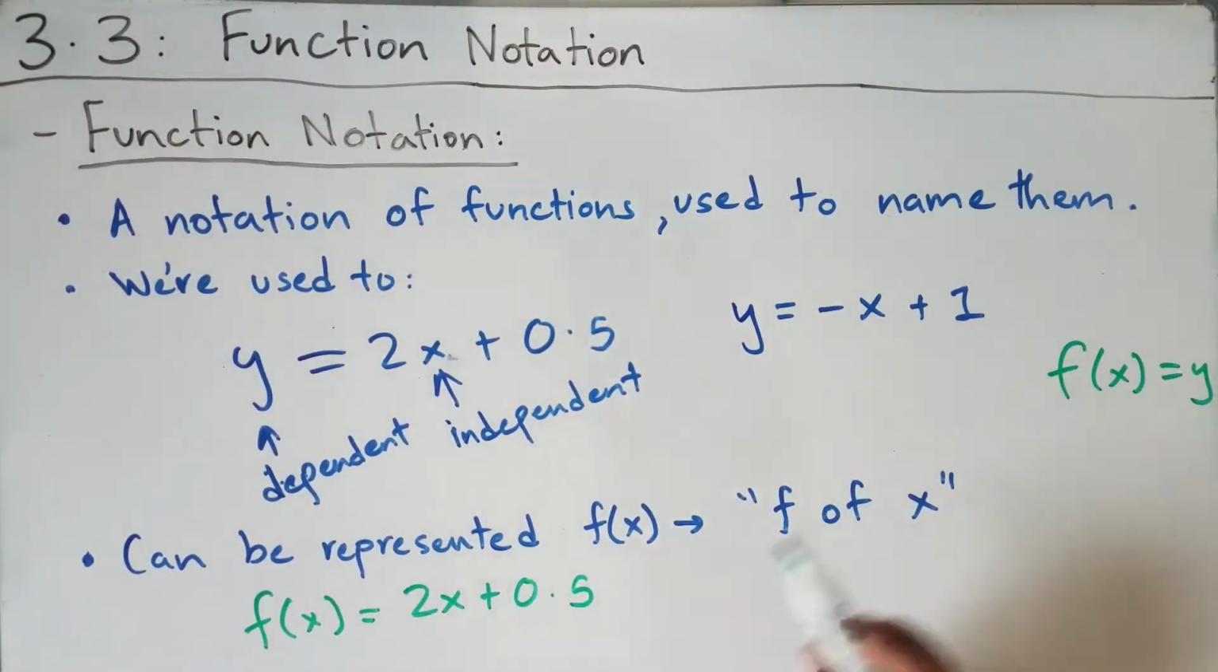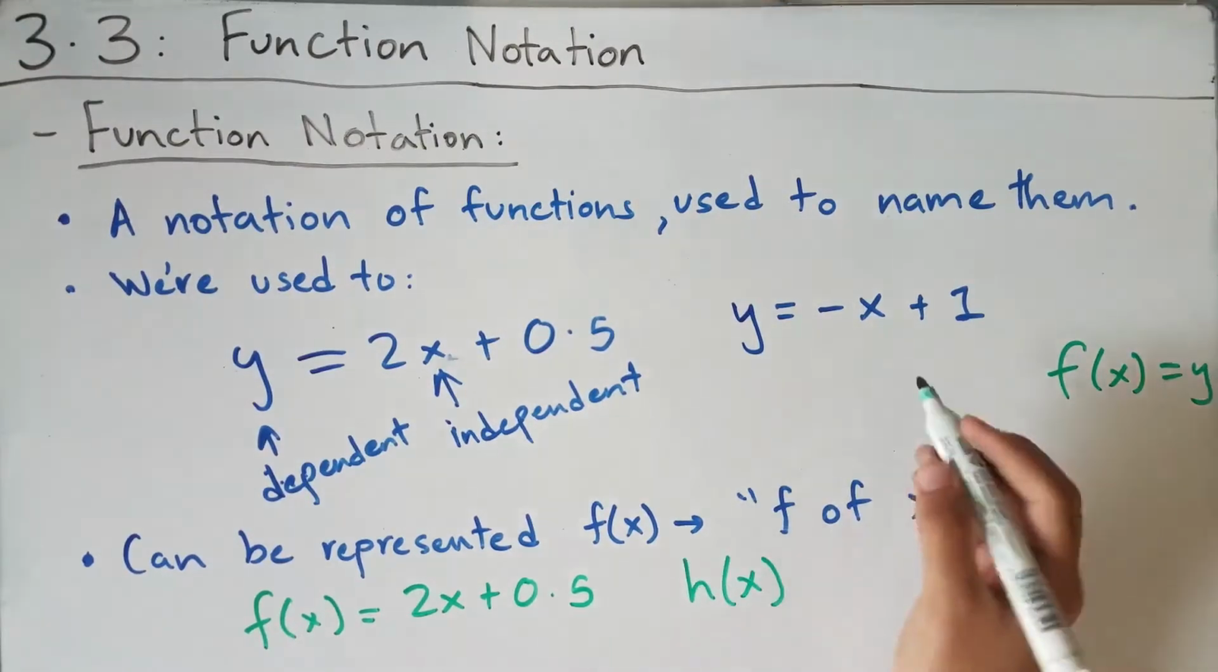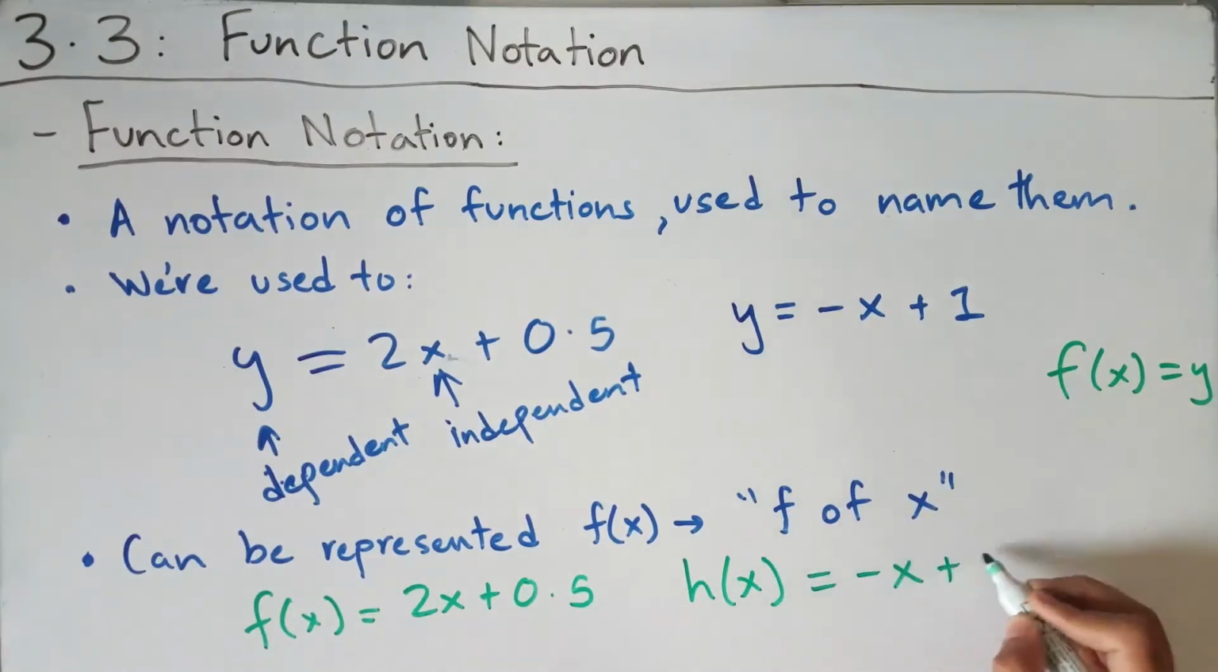You could also name the second function f of x, but let's call it h of x. So this function will be the function of h. So h of x would equal negative x plus 1.